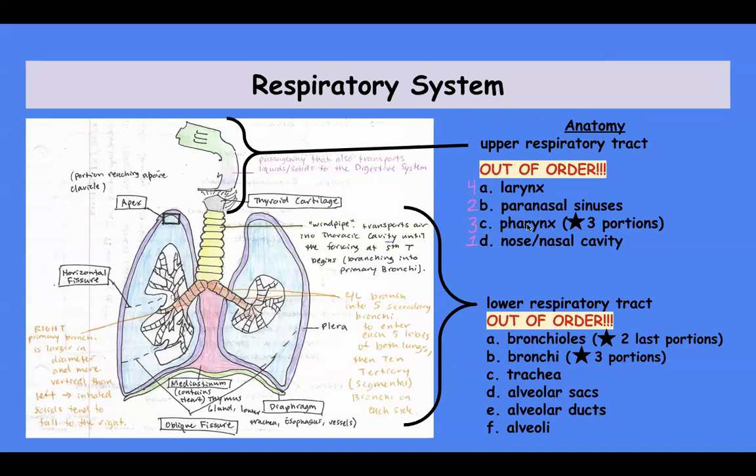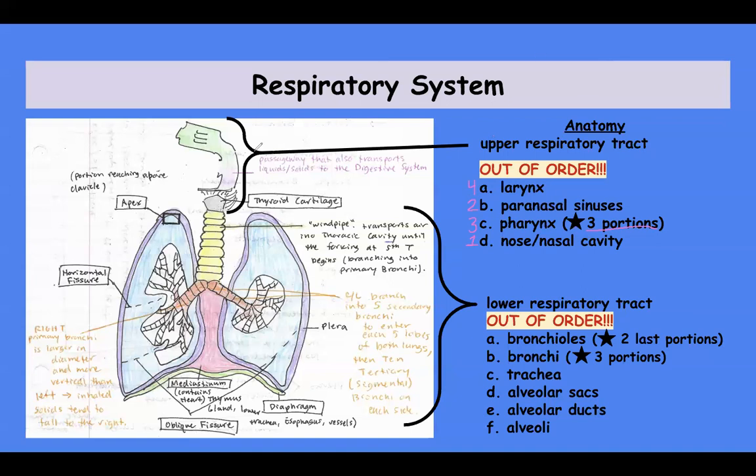And then after the pharynx, it will hit the larynx. A quick note about the pharynx, I put the 3 portions because the pharynx is divided into 3 portions, and they have very specific names related to where they're located within the respiratory system. We'll go over that when we go over the answer.